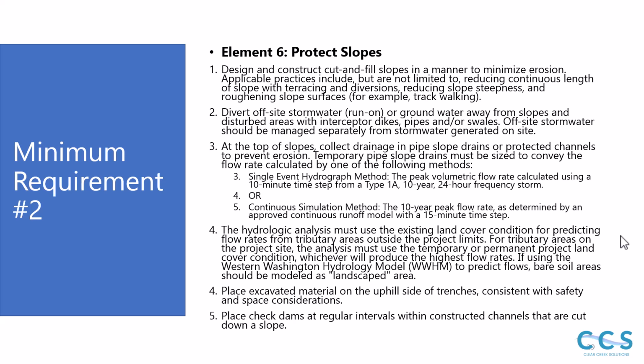The hydrologic analysis must use the existing land cover conditions for predicting flow rates from tributary areas outside the project limits. If using the Western Washington Hydrology Model to predict flows, bare soil areas should be modeled as landscape. Place excavated material on the uphill side of the trenches consistent with safety and space considerations, and place check dams at regular intervals.